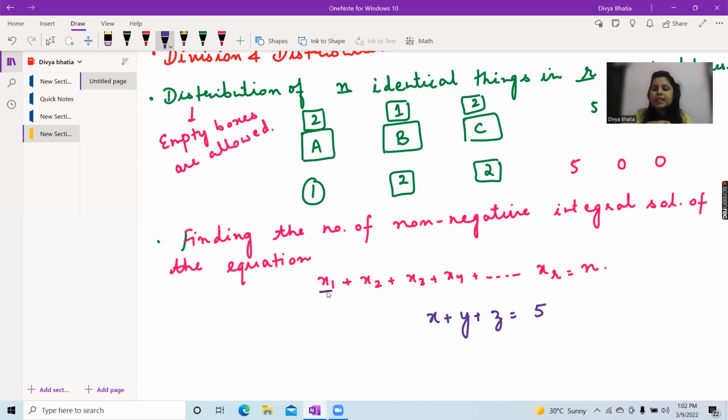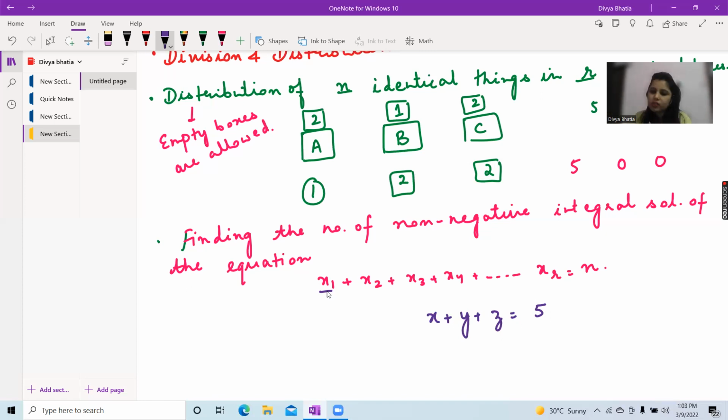Now, say I put 1 in the first box. The value of x1 will be 1. Or I'll say x plus y plus z. Suppose I put 5 objects in first, 0 objects in second, and 0 objects in third. So 5, 0, 0 is also a solution of this equation, right? 0, 4, 1 is also a solution. That means I'm putting 0 things in first, 4 things in second, 1 thing in third.